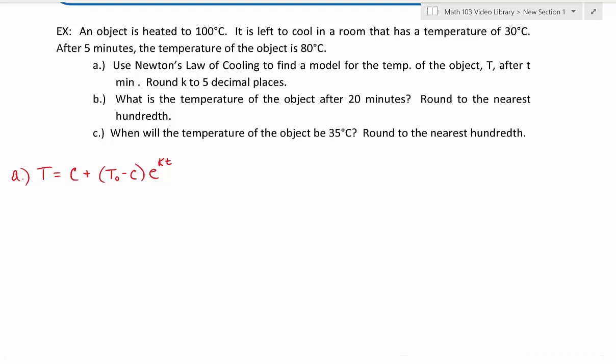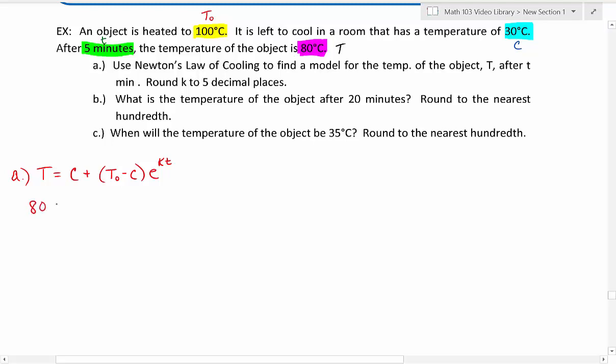So let's see what they gave us. They said that our object had initially been heated to 100 degrees Celsius, so that's our T sub 0. It's left to cool in a room that is 30 degrees Celsius, so that's our C value. After 5 minutes, the temperature cooled to 80 degrees Celsius. The 5 minutes, that's our time, little t. And our 80 degrees Celsius, that's our final temperature, T. We'll plug these 4 numbers into our equation and solve for k.